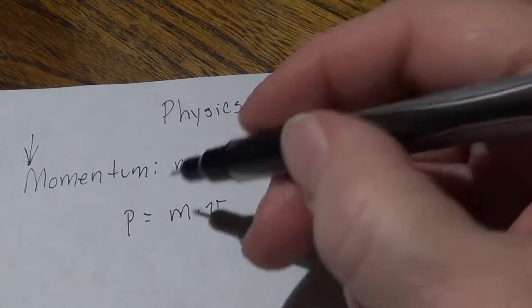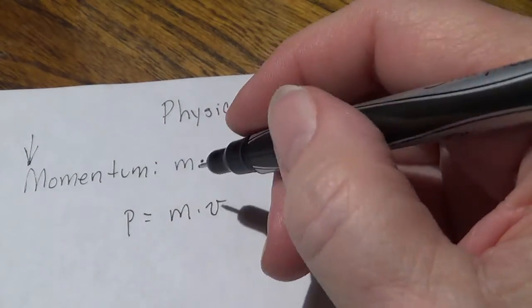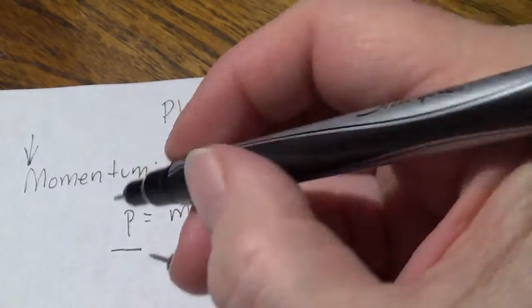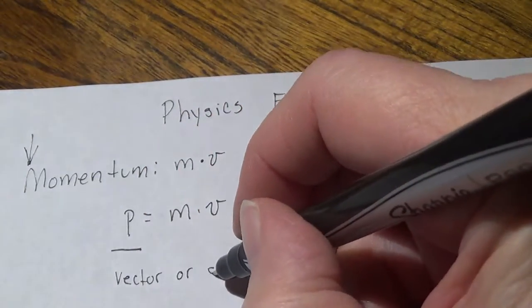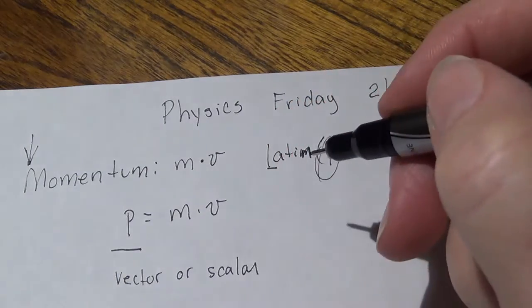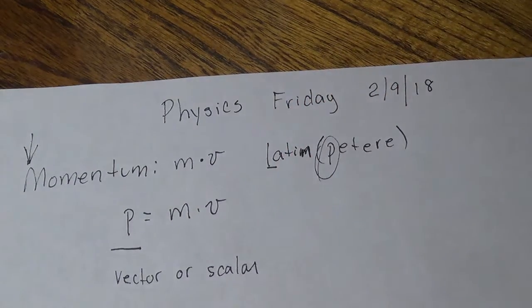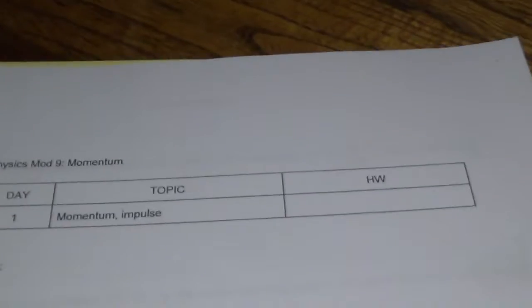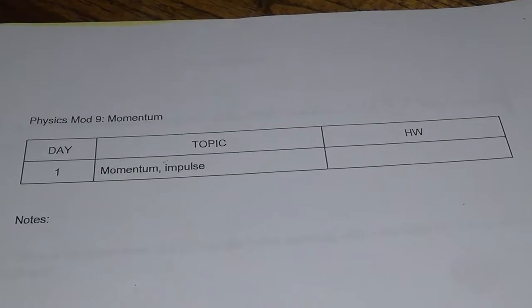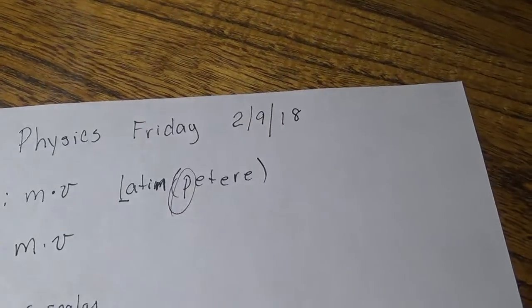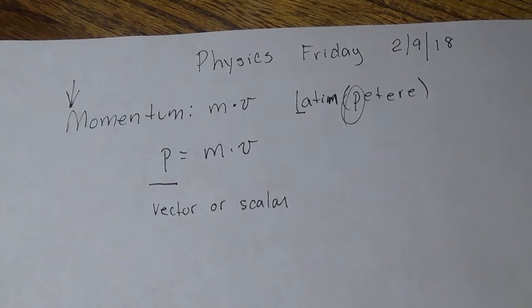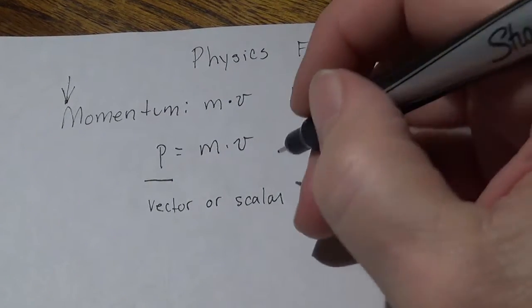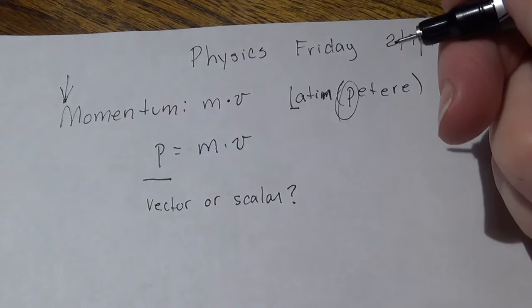Is it a vector or a scalar? So we're wondering, is this a vector or a scalar? And you are taking notes now on your day one papers. If you don't have those yet, get those and catch up. All right, momentum is mv. We call it P for momentum equals mv, and we are discussing, is it a vector or a scalar?